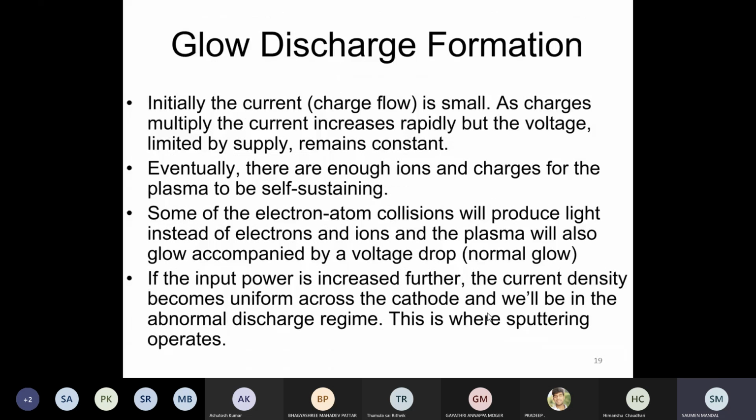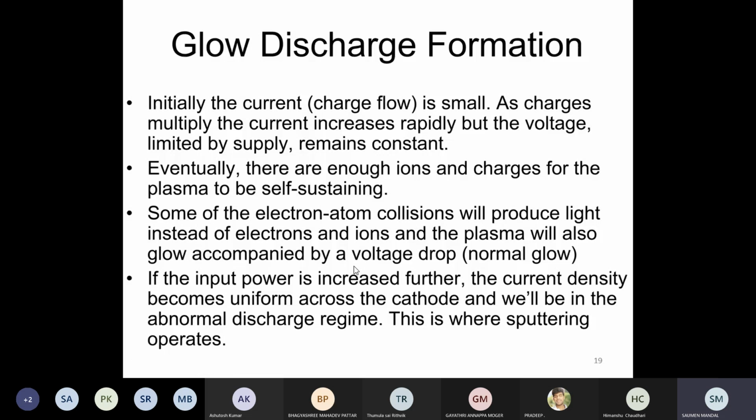So now another is the glow discharge formation. What is glow discharge formation? As I told, if you observe during the sputtering process from the window, you can always see some color formation. So people, when they use sputtering, observe whether color is coming or not. If color is coming, it means your plasma generation or sputtering has started. So why this color? Some of these electron-atom collisions will produce light instead of electron and ion, and the plasma will glow accompanied by a voltage drop.